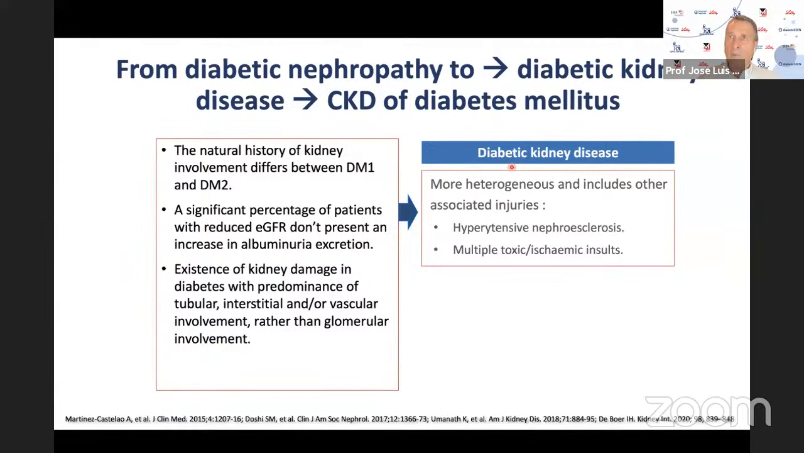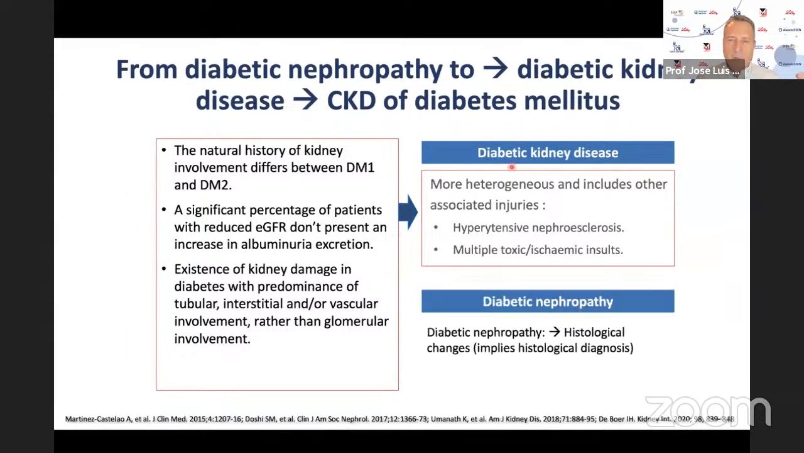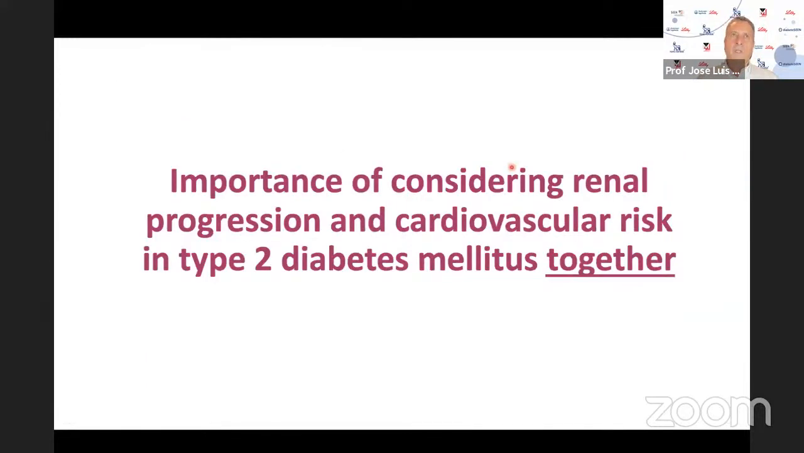Those patients can present hypertensive nephrosclerosis, multiple toxins, or ischemic damage, and so on. So currently, diabetic nephropathy is only considered when we have a report of histological changes. We have to say diabetic nephropathy when there is a histological pattern, and the rest we call chronic kidney disease of type 2 diabetes. This is the current concept.